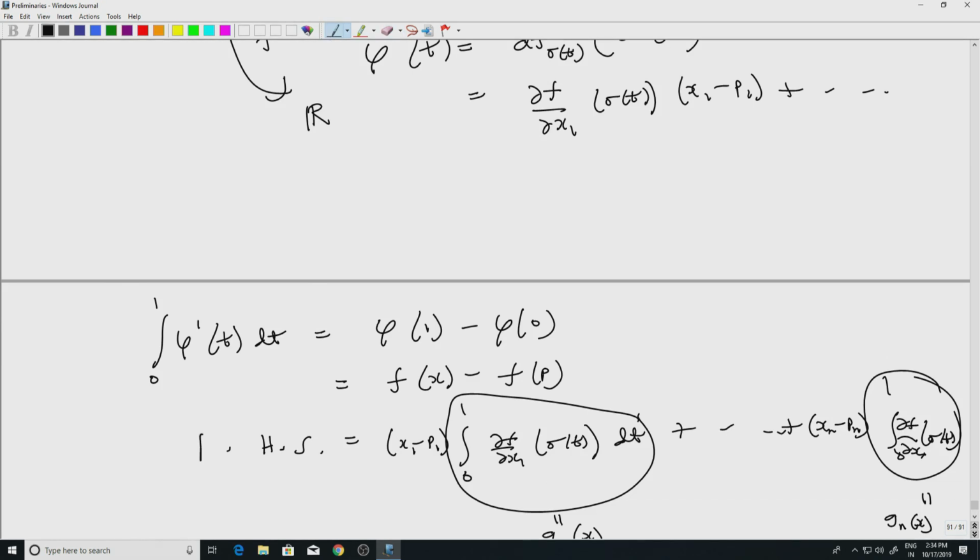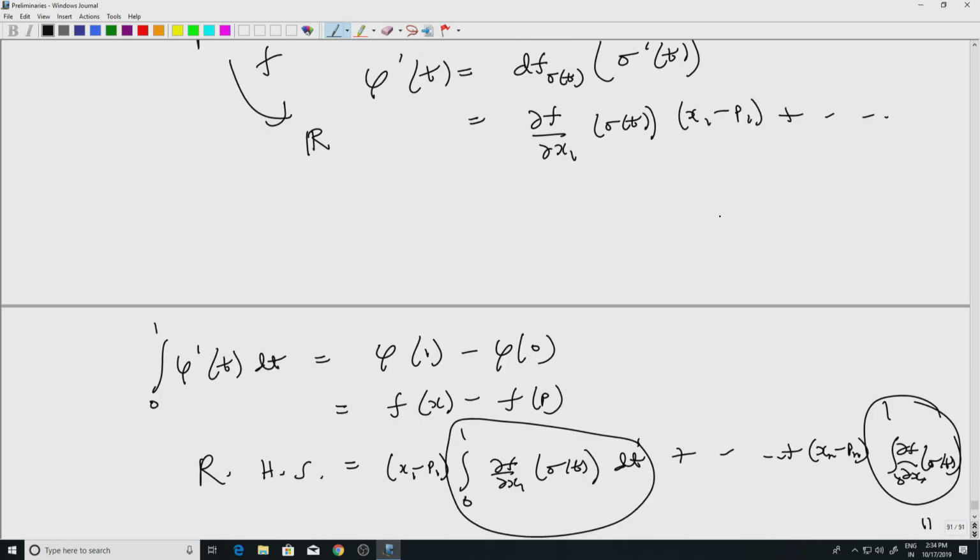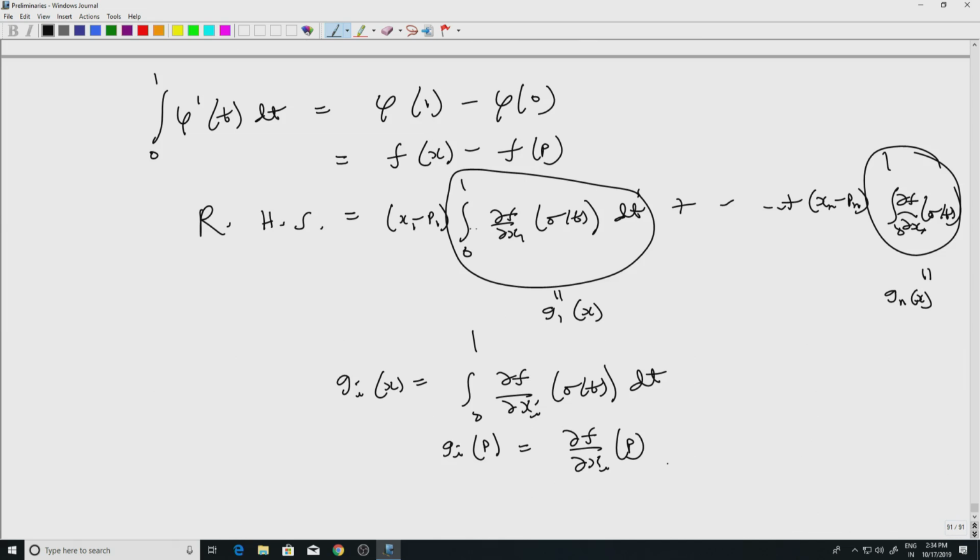The right hand side is given by integrating out all the n terms here. Each term is a product of two things. One is the partial derivative evaluated at sigma t. The other is xi minus pi. The xi minus pi don't depend on t, so I can put them outside the integral sign and just integrate out the partial derivative. I do this for all n of them, and this is what I call g1 of x, g2 of x, and so on.